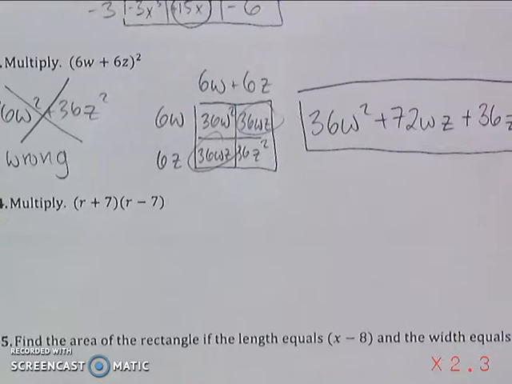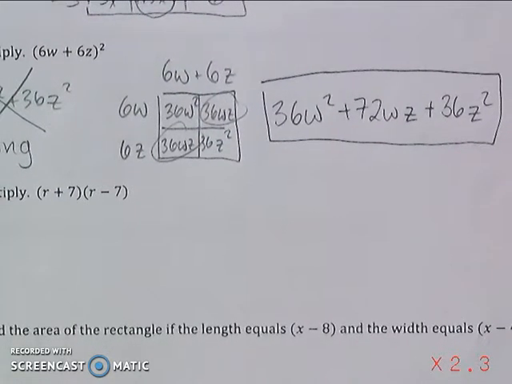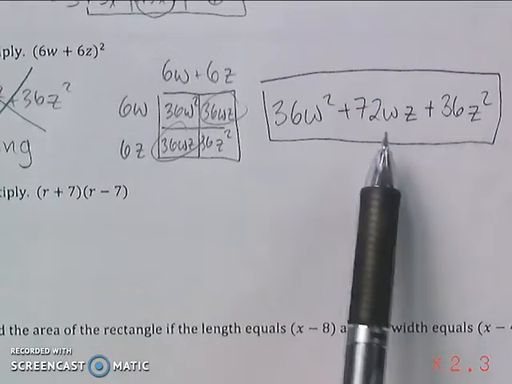Okay, so notice very different answer between the wrong and the right. So here's the right way to do it. Do not distribute that square. That's not how we actually solve this, because if we did that, we'd miss out on the whole middle term. This middle term would be gone.